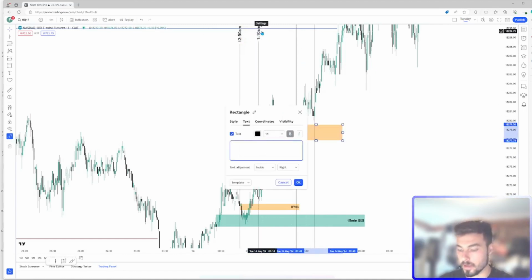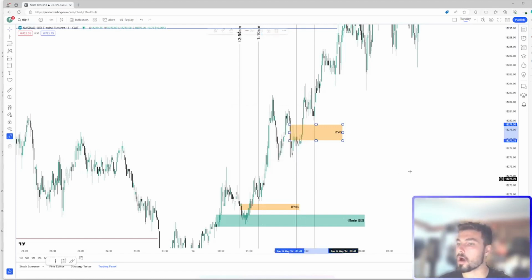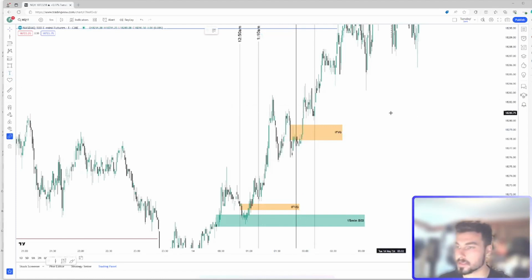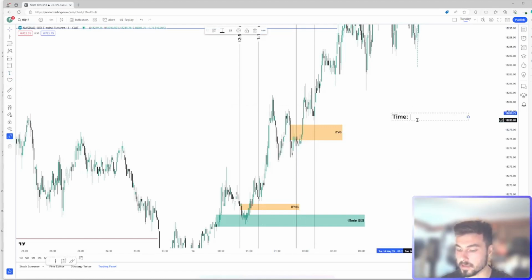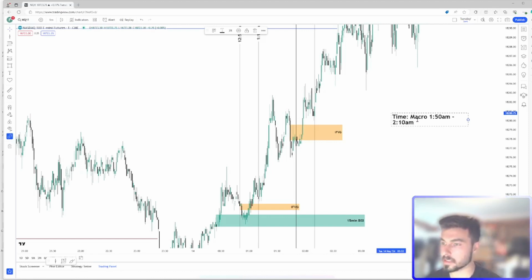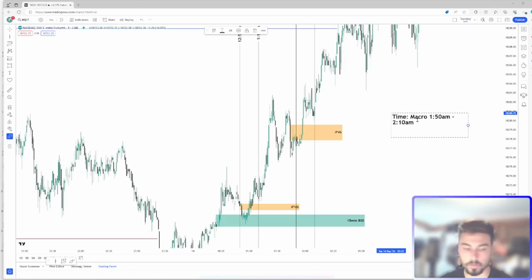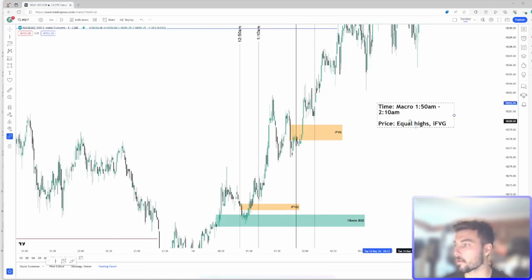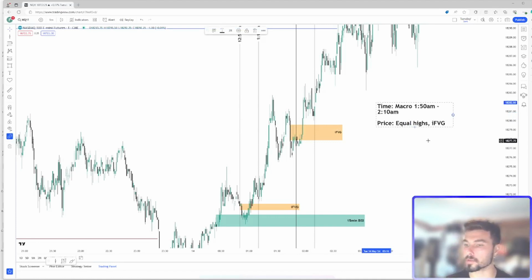So in this case, what is the time and what is the price? In this case, the time factor is the macro, and the macro here is 150 to 210. Right, that's the time factor. What is the price factor, you might ask? Well, the price factor is the fact that there are equal highs and the fact that an inversion fair value gap has been created during this macro. So we're merging time, we're also merging price here.